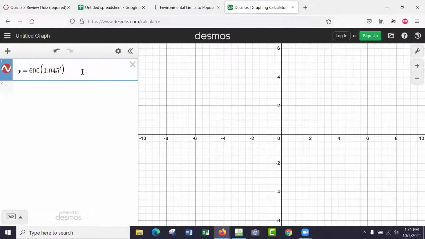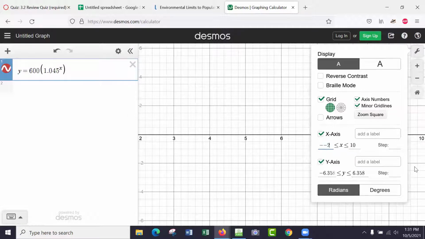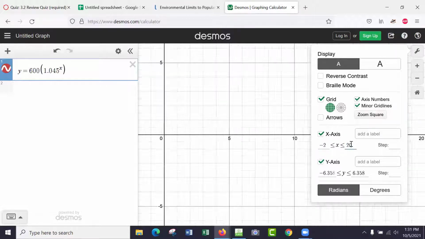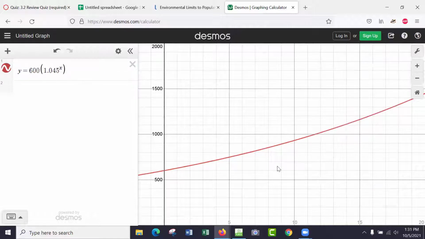So instead of t, I'm using x. I hope that's not too confusing, but it's just the number of years. X is number of years. Anyway, I'm going to make my x-axis go from about -2 years, just so it shows up nicely, to 20 years, because that's what we did in our calculation. And the populations are around 1100, 1400, so I'm going to make my y go as far as 2000.